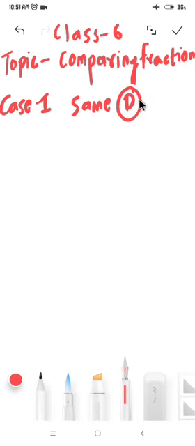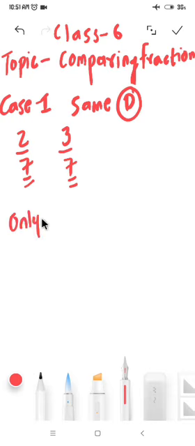Here D stands for denominator. So dear student, for example, 2 upon 7 and 3 upon 7. Now look at here, in both the fractions, their denominators are the same. So if the denominators are the same, then you have to look only at the numerator. There is a rule for solving this type of question. What is the rule here? Listen very carefully. If the denominators are the same, then you have to look only at the numerator.